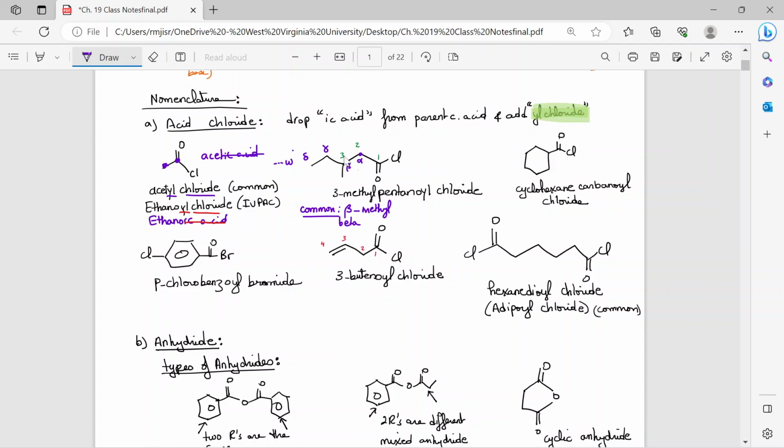And then we know that a chain of 5 carbons is valeric acid. So if you have a chain of 5 carbons, this is valeric acid. So you are going to drop the "ic acid" out and you are going to add "yl". So that is going to be valeryl chloride.